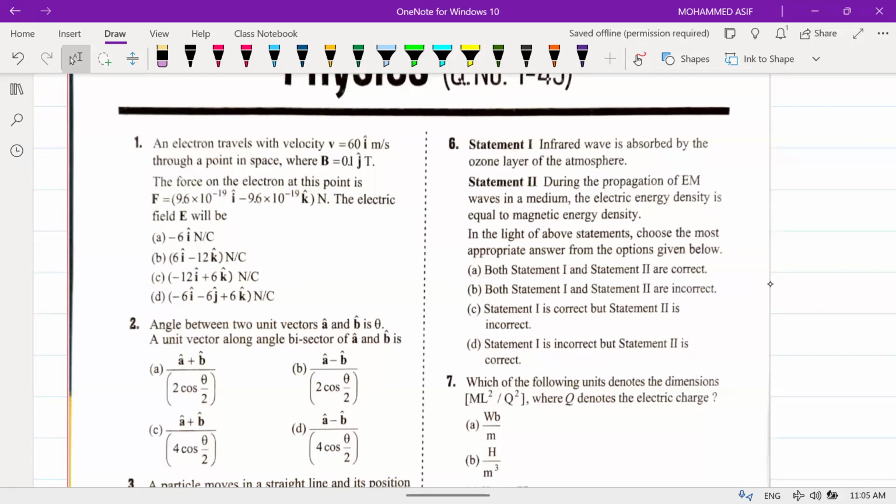Anyone? Charge is given and magnetic field is given, beta. How do you calculate the force? Force acting on the electron will be equal to how much? F = Q into V bar cross B bar. The electric field is calculated by the formula F = E into Q. When we are having both electric field and magnetic field, we'll be applying what force, beta? Lorentz force. That means E = F divided by Q.